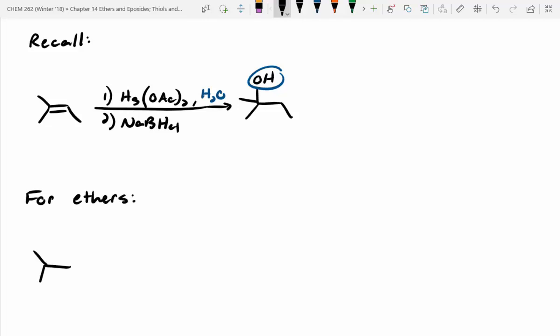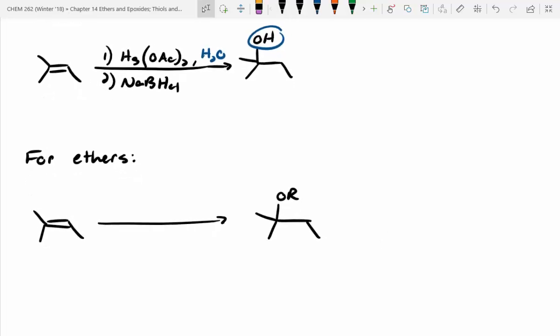And let's use the same starting material. However, this time, we're going to try to install an OR group rather than an OH group. So now that R is some sort of carbon chain. Just like before, we're going to use mercuric acetate. However, instead of water, what do you think we're going to use? Yeah, just some kind of alcohol, right?